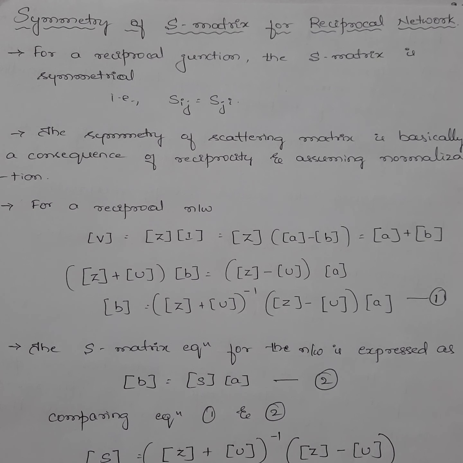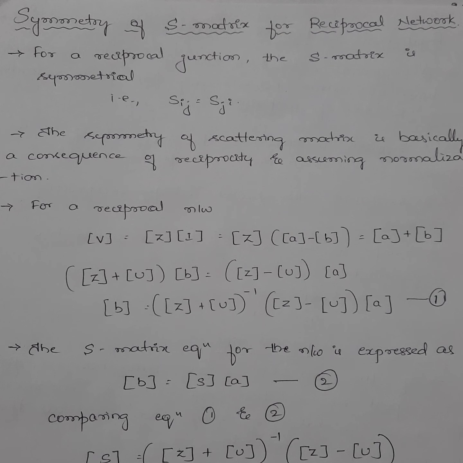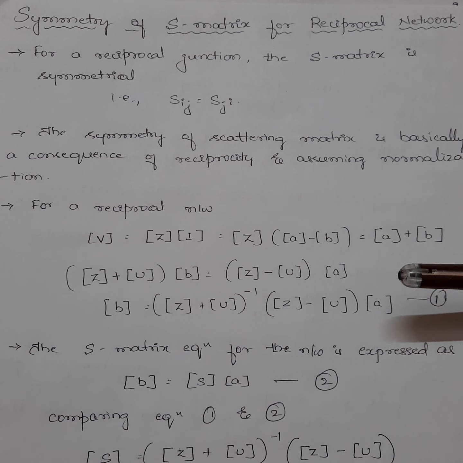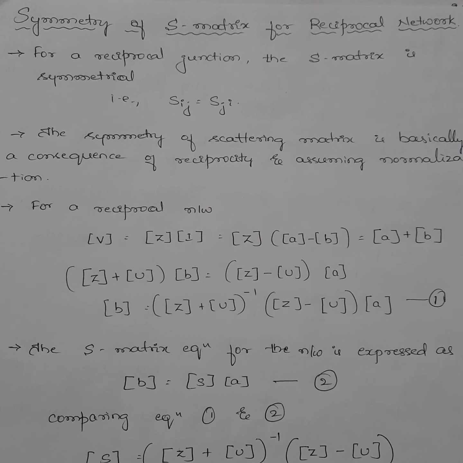So next we'll discuss the symmetry of the S matrix for a reciprocal network. For a reciprocal junction, the S matrix is symmetrical. Okay, that is Sij is equal to Sji. The symmetry of the scattering matrix is usually a consequence of reciprocity, and we are going to assume that as a normalization.